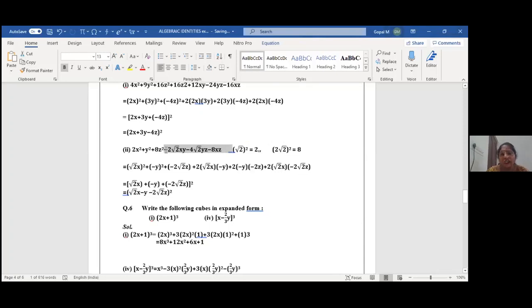So when all three are negative, you first take the first two terms and see which variable is common. Y is common, so here we should think Y is negative. In the last two terms, Z is common, so I should think Z is negative. Am I clear with this point? Any doubt?